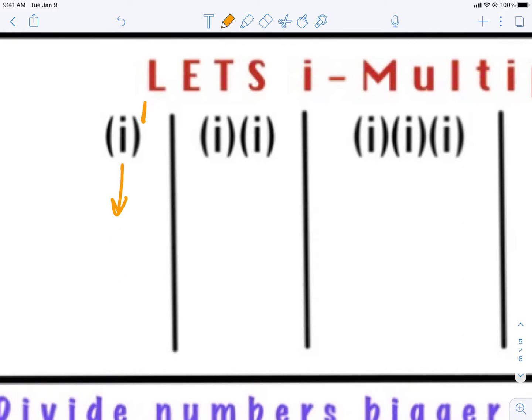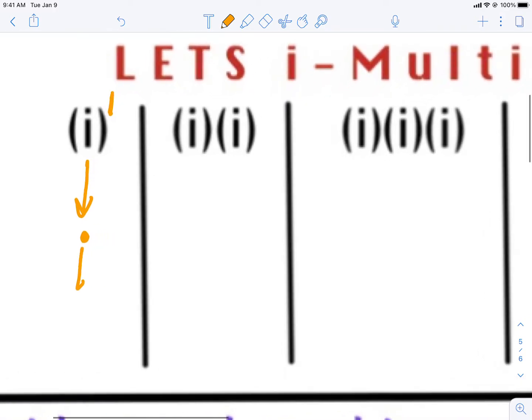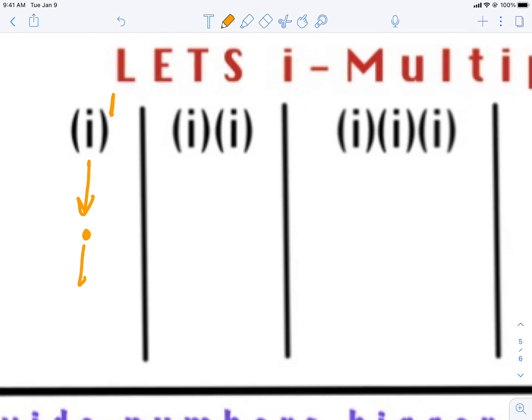I to the power of 1 is just I. So whenever you see I, just I, right? So what about these two here? Remember, parentheses means to multiply, right? So this is I times I.